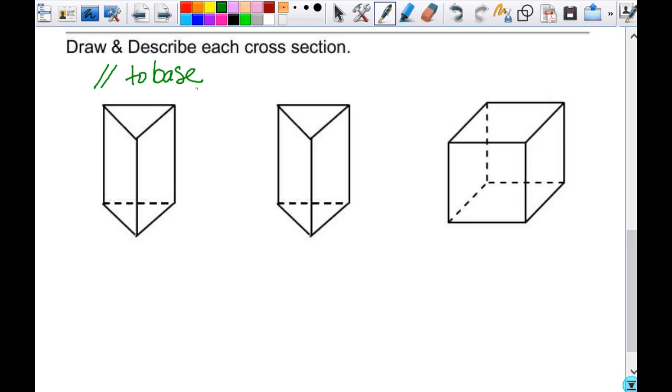All right, who wants to tell me what they think it is? Amy? Okay, Amy says triangle. What does Parker say?